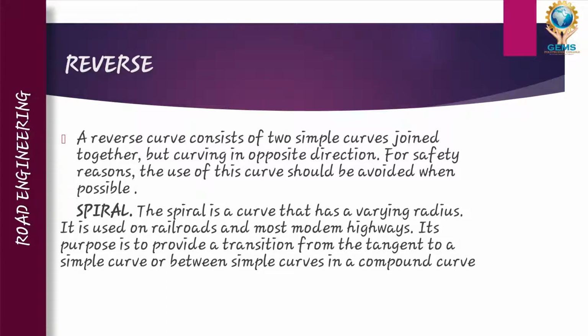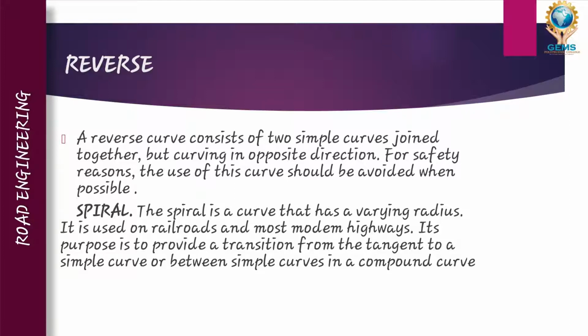Next is the spiral curve. The spiral is a curve with varying radius. It is used on railroads and most modern highways. Its purpose is to provide a transition from a tangent to a simple curve, or between simple curves in a compound curve. In a spiral curve, the curve varies according to its radius, and it is usually given for railway roads or modern highway design.